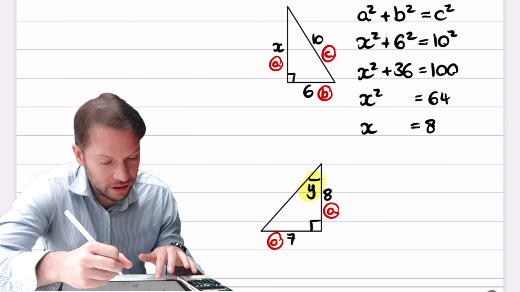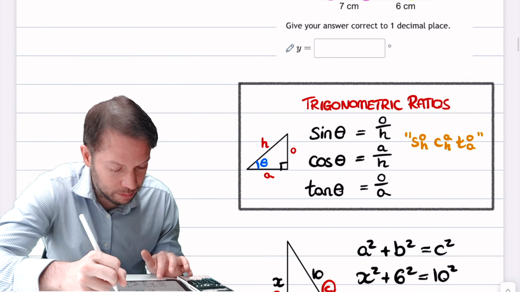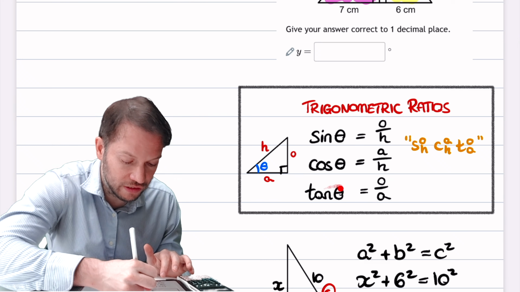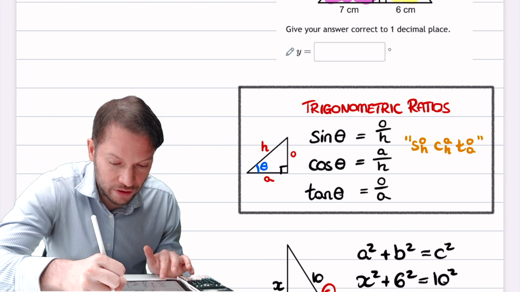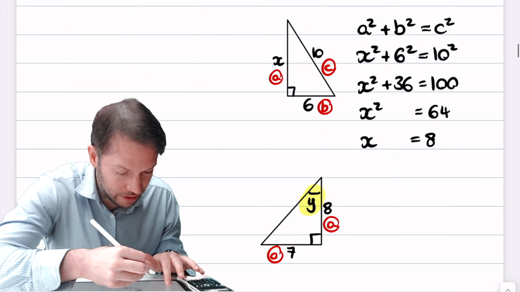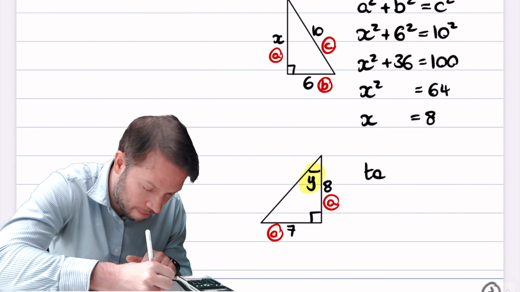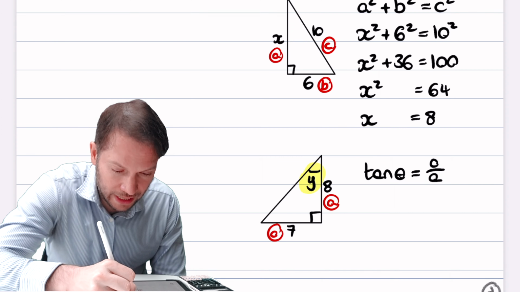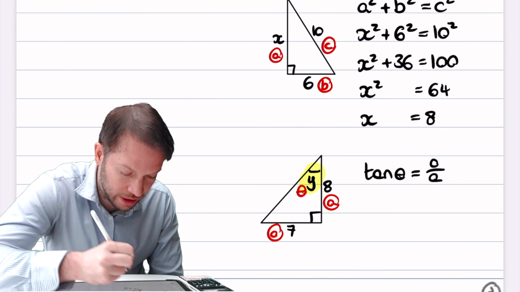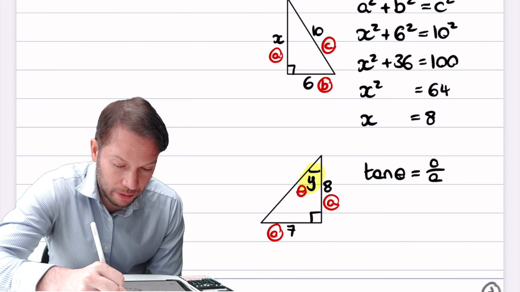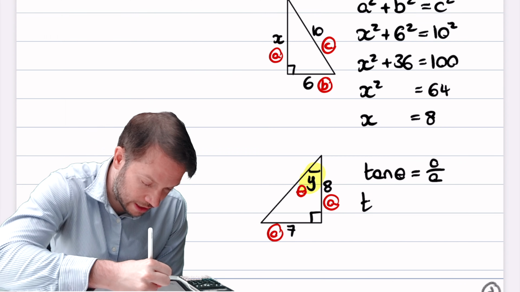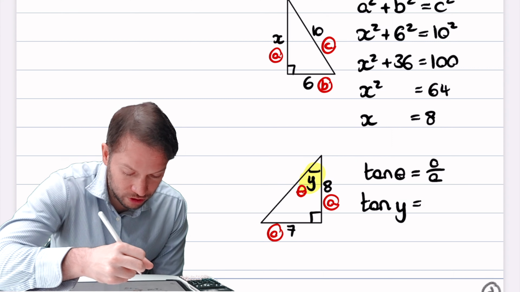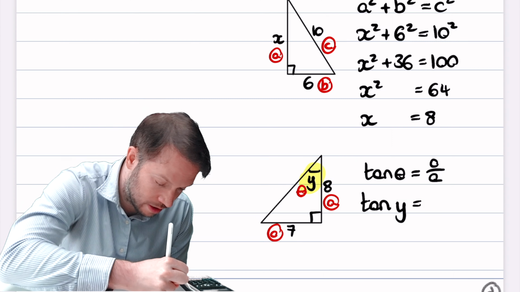Now we've got O and A. So we look at our trigonometric ratios as we did before. And what involves O and A? O and A is this one, which is tan of theta. So we're going to write that formula. Tan of theta is O over A. And what's the theta? The theta is the angle of interest here. So it's this here. So let's just sub into that formula. We've got tan of the angle of interest, which is y, is equal to O, which is 7, over A, which is 8.